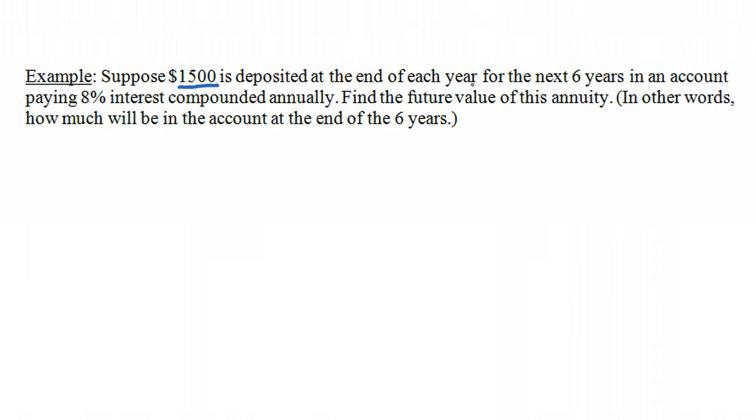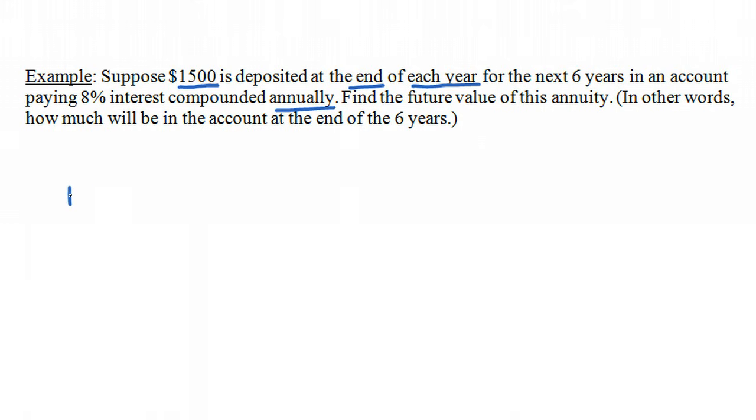This is happening every year, and our interest is compounding annually. Also, we are paying at the end of each year. So what we have is an ordinary annuity. Now, how much is this annuity going to be worth?